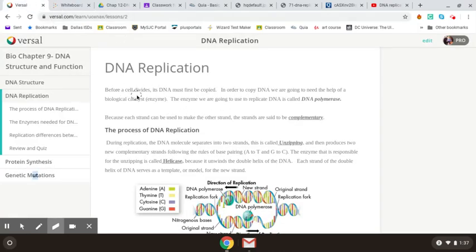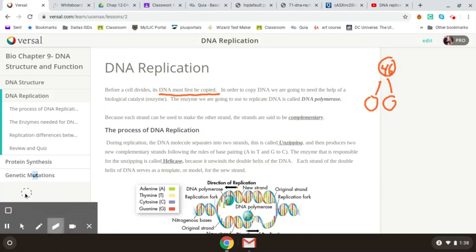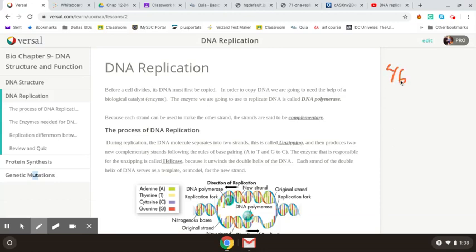Before the cell divides, before we go from that one original cell to those two new cells that are identical to the original, the DNA must be copied first. We have to take the 46 and duplicate it or replicate it into 92 before we split.